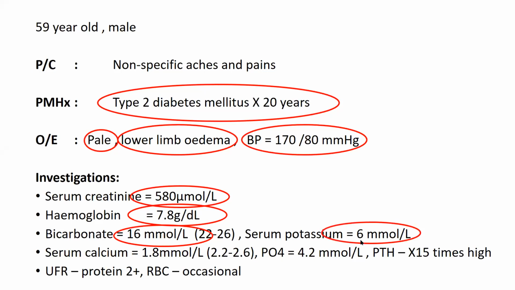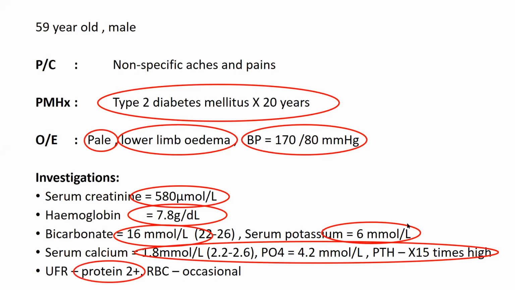He has hyperkalemia. And these are the mineral bone disease abnormalities of low calcium, high phosphate, high PTH, and he has some proteinuria. So these are typical abnormalities you need to identify in a patient presenting to you in the ward.